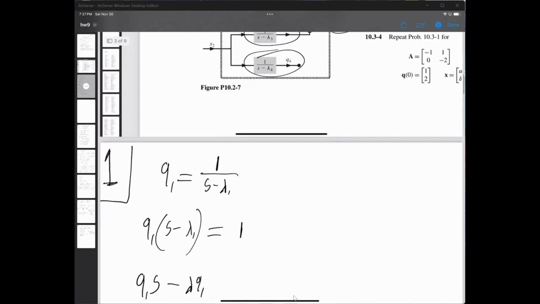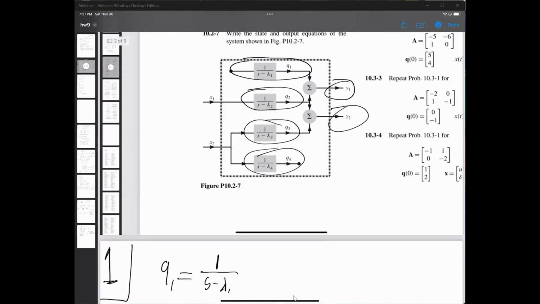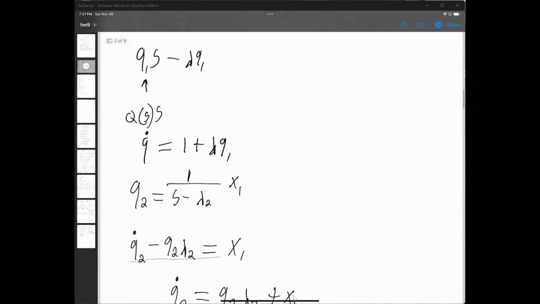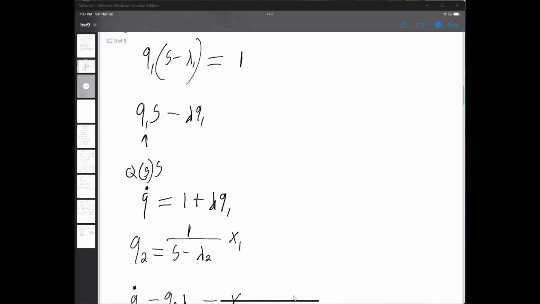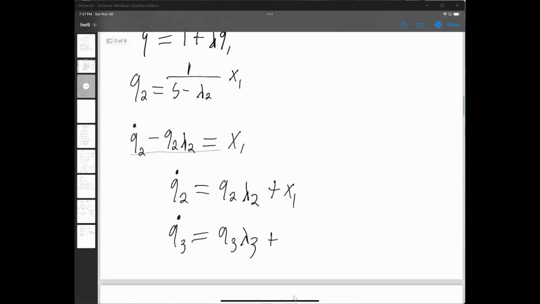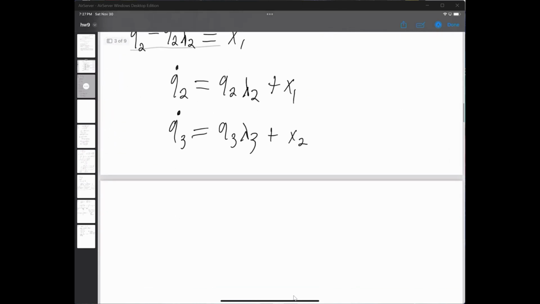Now we know that the other ones are going to be solved practically the same. So by solving this one, this is going to be Q3 prime, Q3 lambda 3 plus, what's the input for that one? X2. And we have Q4 dot, Q4 lambda 4 plus x2. These are the 4 state equations.